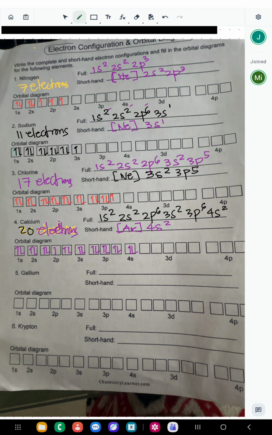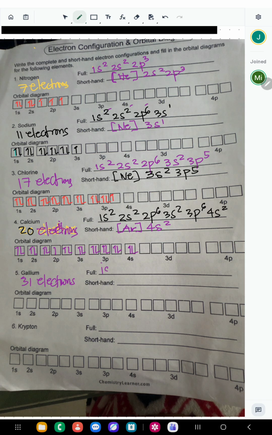Next one is gallium. Okay, how many electrons does gallium have? Okay, 31 electrons. And then now we can write the full electron configuration.